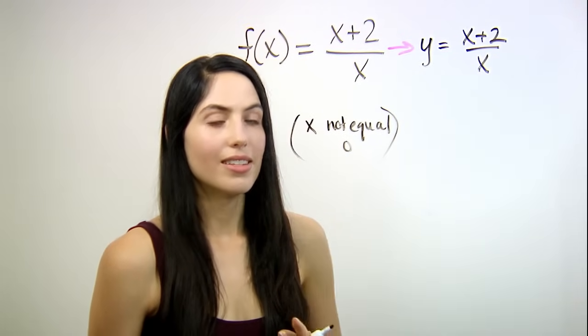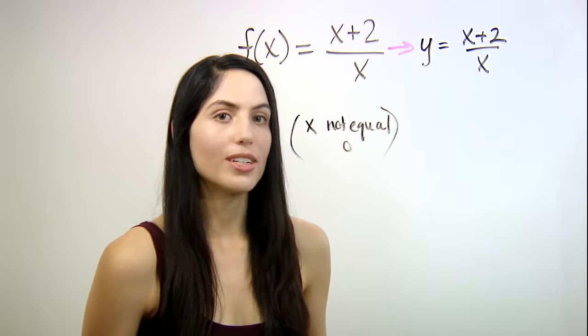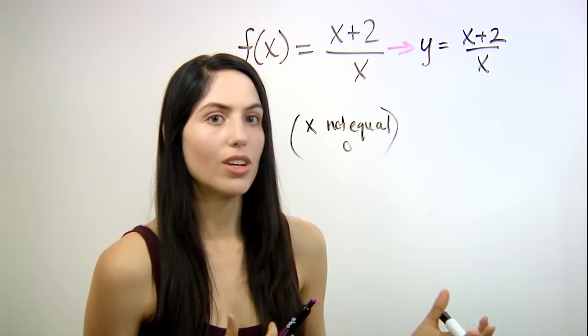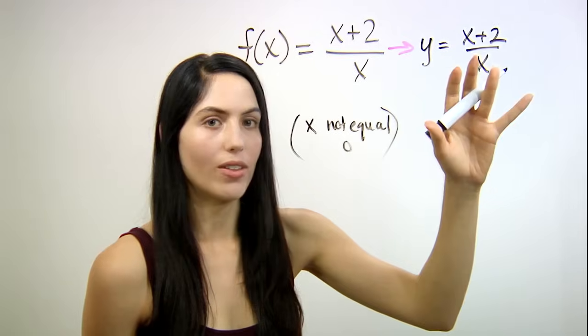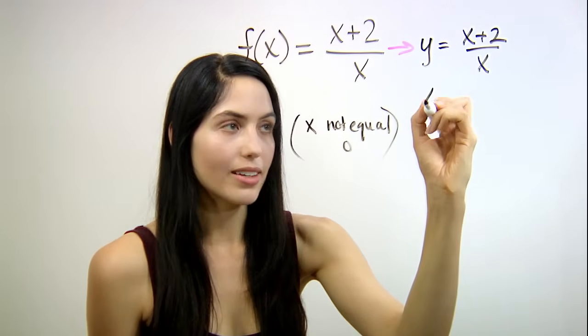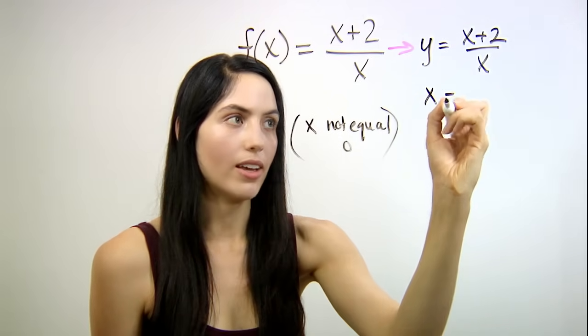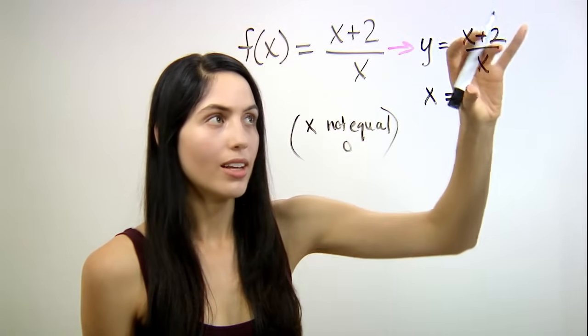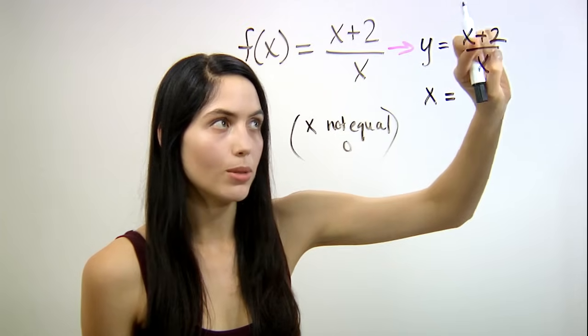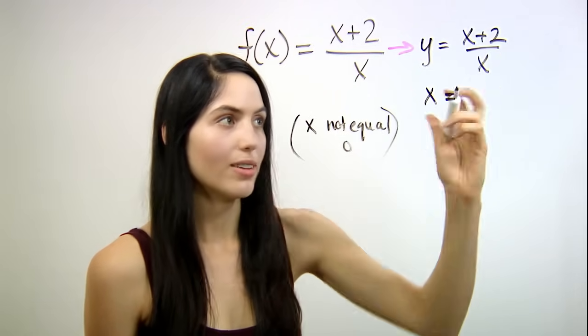Then, this is the most important step, you need to swap x and y. So you switch x and y everywhere they appear. So we would actually have x on the left side instead of y. Here on the right side, replace x with y everywhere. So we would have y plus 2 divided by y.